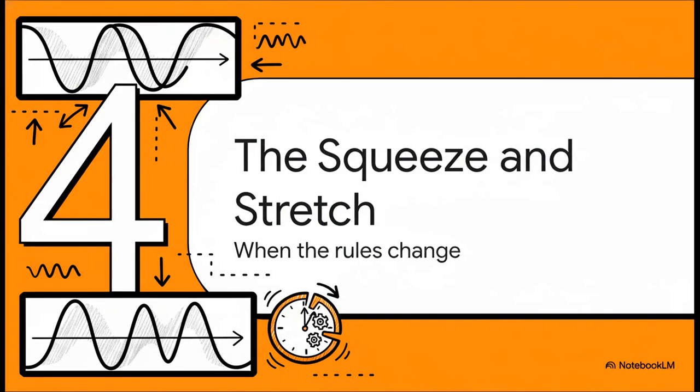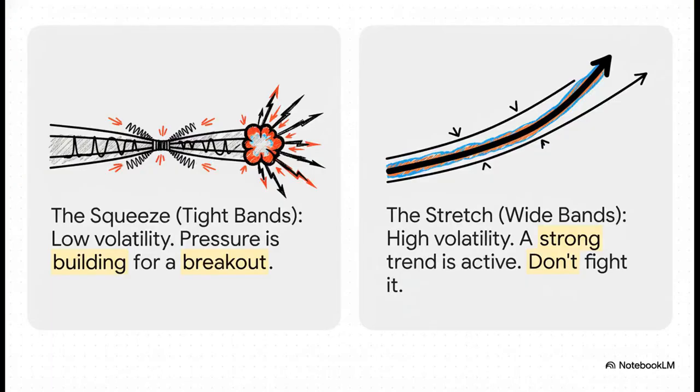The secret is to stop just looking at the price and start looking at the behavior of the bands themselves. Are they squeezing together? Are they stretching wide apart? Because that is a massive signal about what the market is really doing underneath. It tells you whether that whole snapback rule even applies right now. The rules of the game can change, and the bands will tell you when. It's all about the width of the bands.